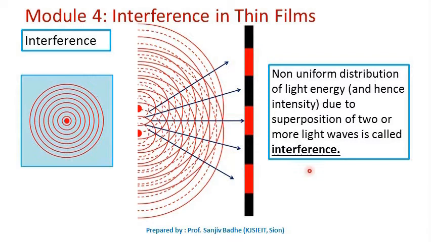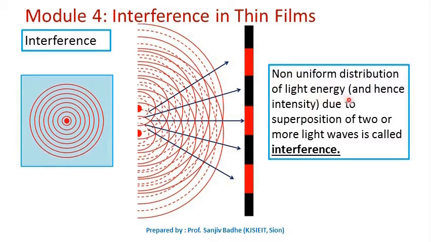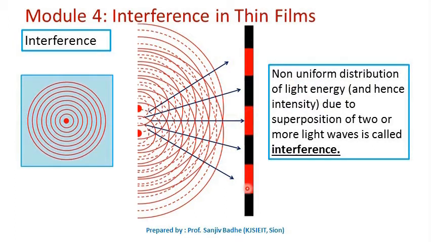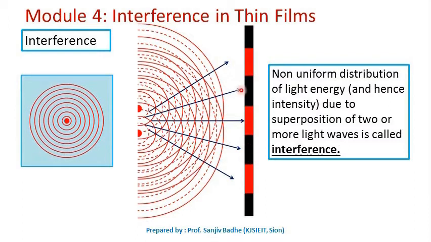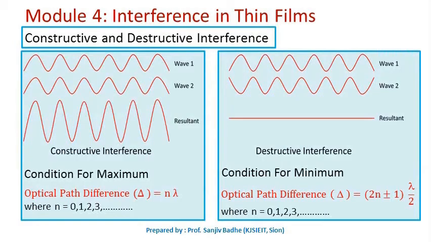So what is interference? Interference is obtained due to superposition of two or more light waves to produce a non-uniform distribution of light energy. This non-uniform distribution of light energy can be observed in the form of dark and bright regions. Dark region means minimum and bright region means maximum. So the dark region is the minimum energy region and the bright region is the maximum energy region.